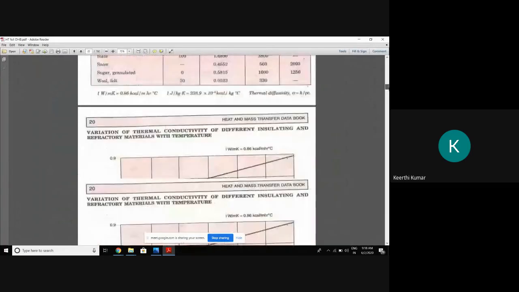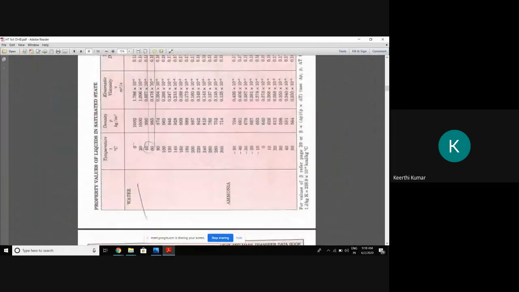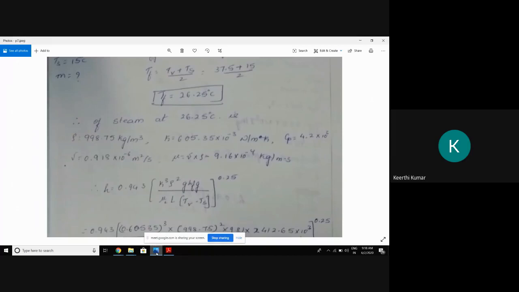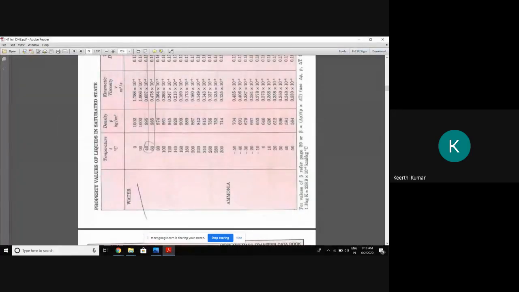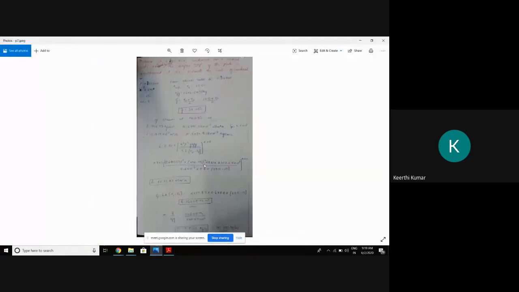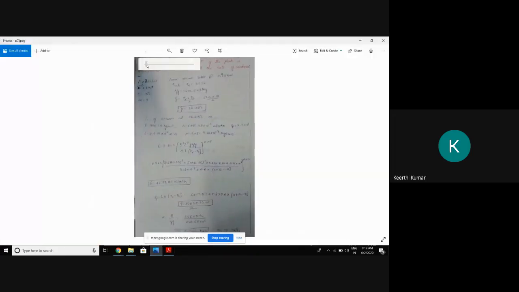Properties of water. Yeah, it is there. At 0 it is there, at 20 degrees it is there. We are supposed to take it at 26.5, which is in between 20 and 40. You take the properties at 26.5 degrees centigrade.